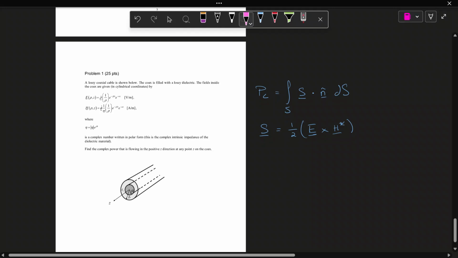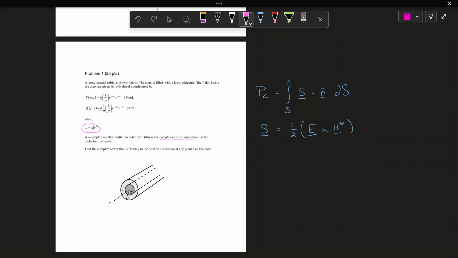Now let's get on to this problem here. It says a lossy coaxial cable, so lossy, we're losing some energy here. We're losing some power along the way. The coax is filled with the lossy dielectric. Okay, well, we're losing more power. The fields inside the coax are given in cylindrical coordinates. Of course, we have a coax, so we have phi hat and rho hat, where the complex intrinsic impedance of the dielectric material is given in polar form.